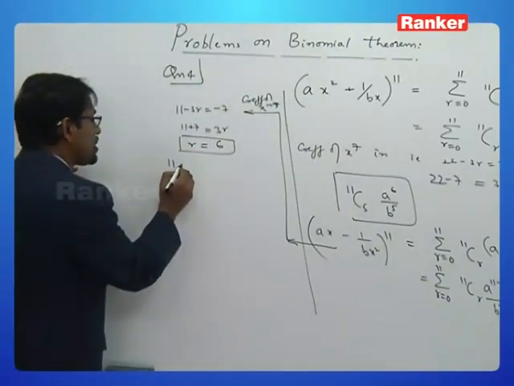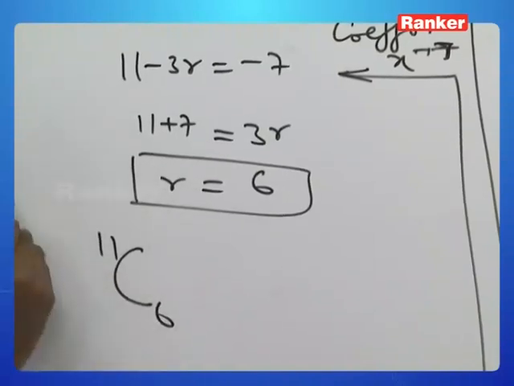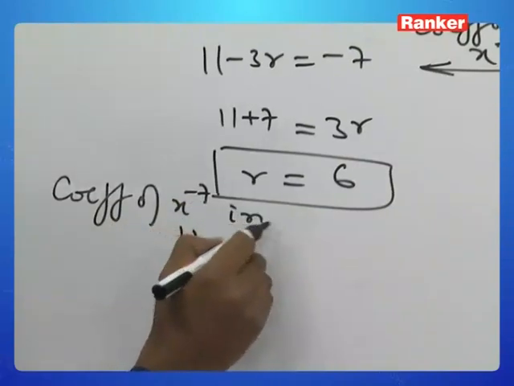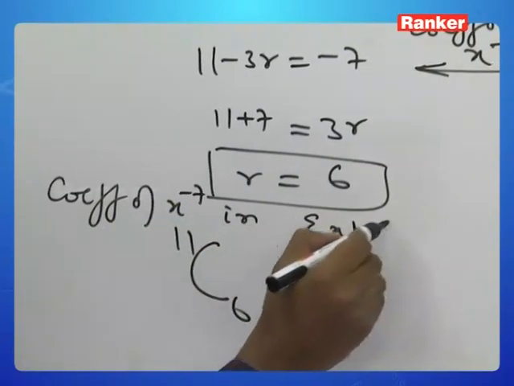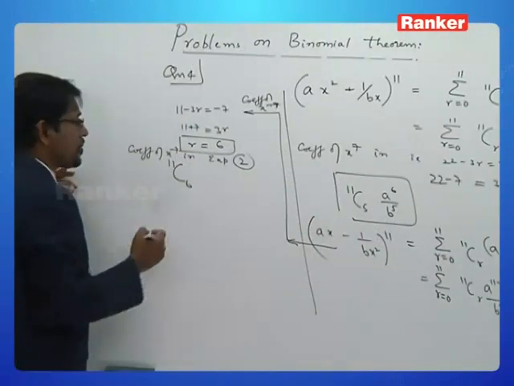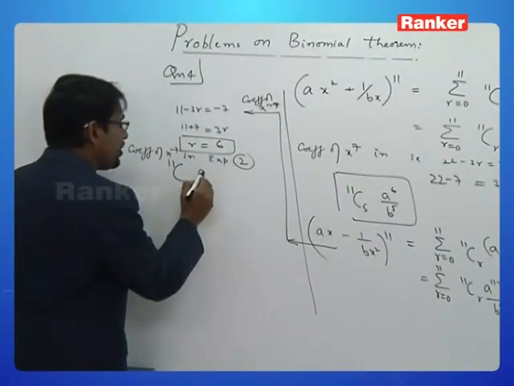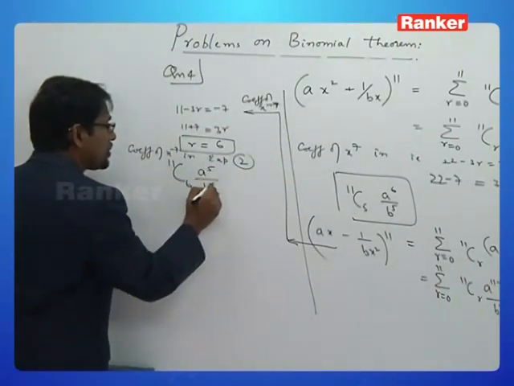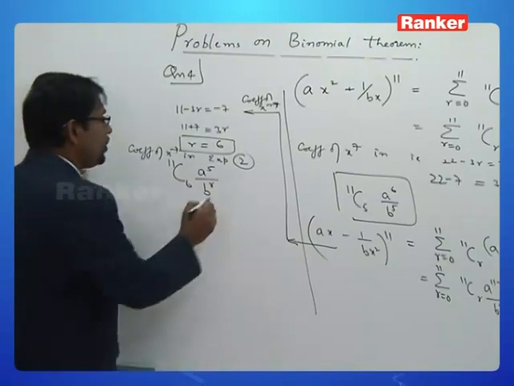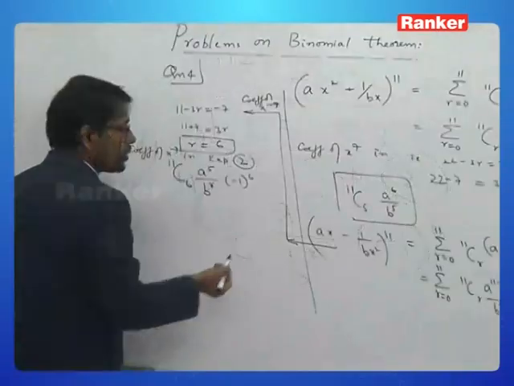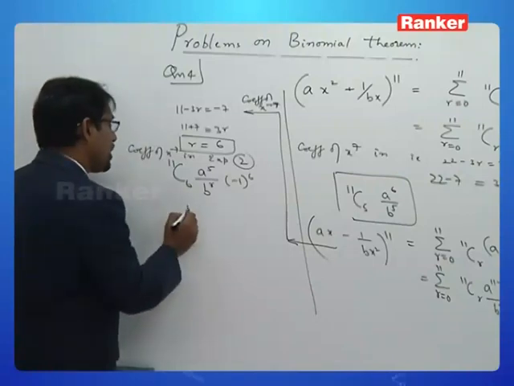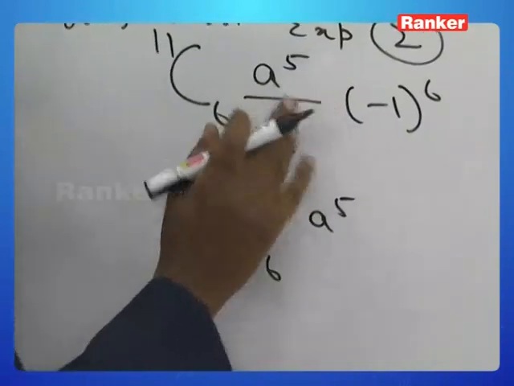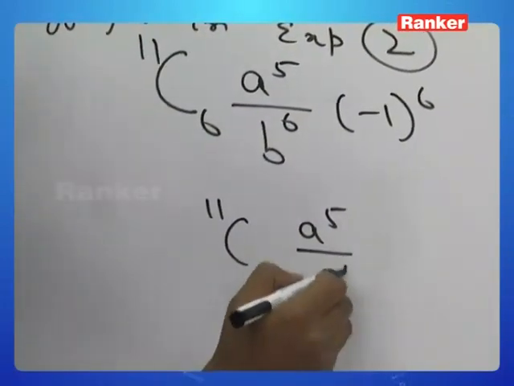So what is that? 11C6. The coefficient of x^(minus 7) in the second expansion is 11C6 into a^(11 minus 6), that is a^5, by b^6, into (minus 1)^6. What is (minus 1)^6 anyway? Plus 1. So it becomes 11C6 into a^5 by b^6.